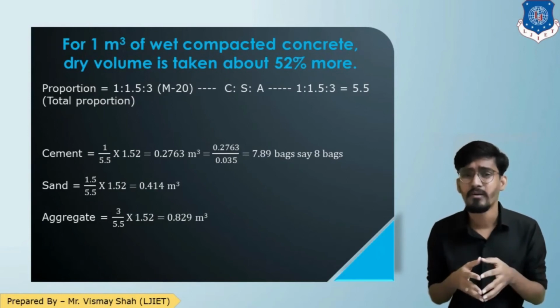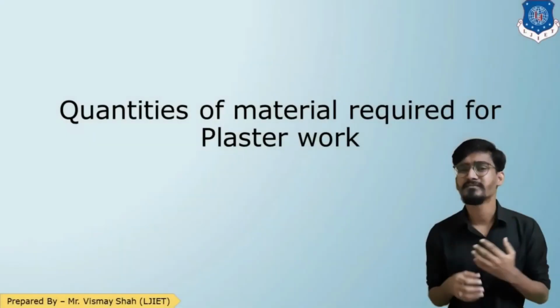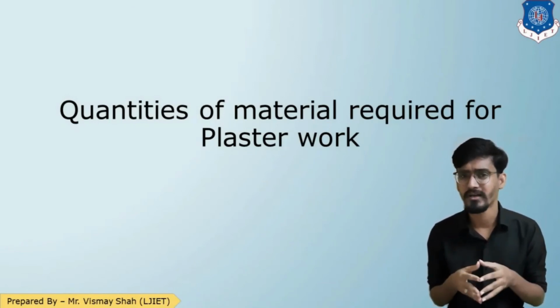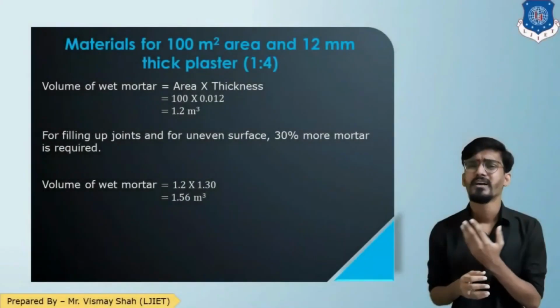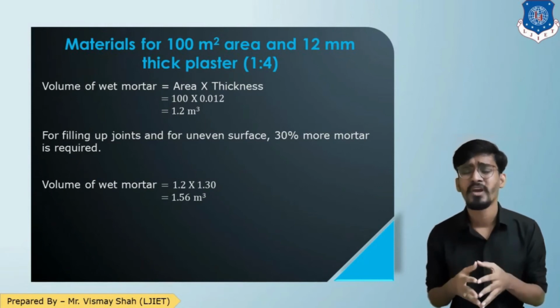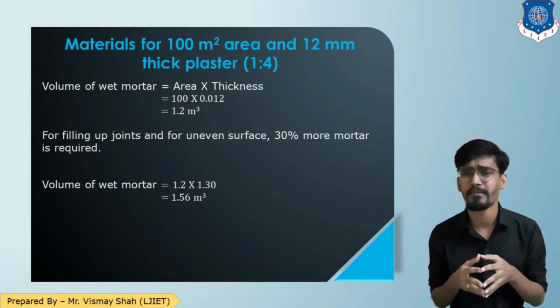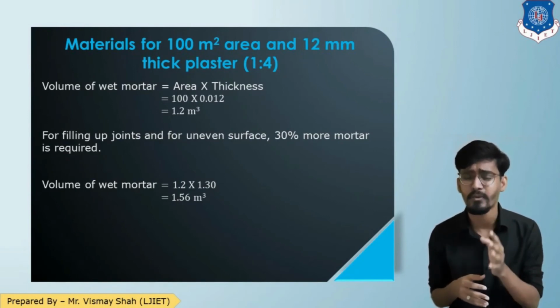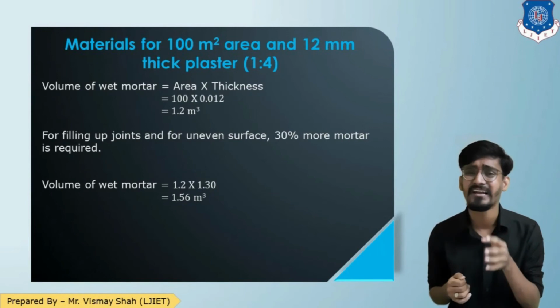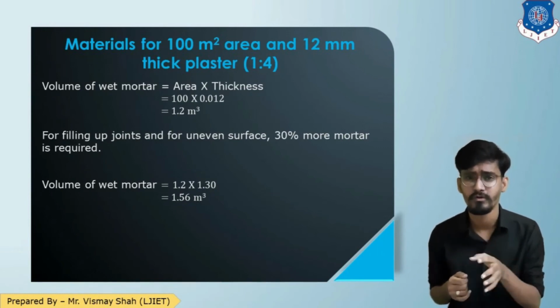Now let us move forward. The last material quantity calculation is for the calculation of plastering work. Let us see. So here the question is given as: calculate the quantities of material required for 100 square meter plaster with the thickness 12 mm having cement mortar ratio 1:4. So we need to calculate the quantities of material required for 100 meter square plaster, 12 mm thick, in the cement mortar ratio 1:4.